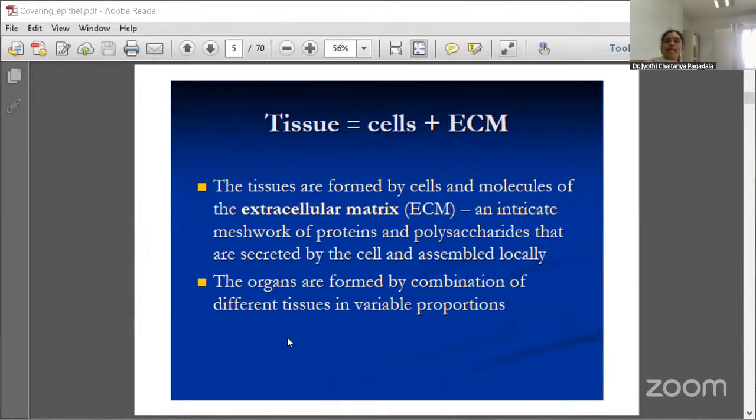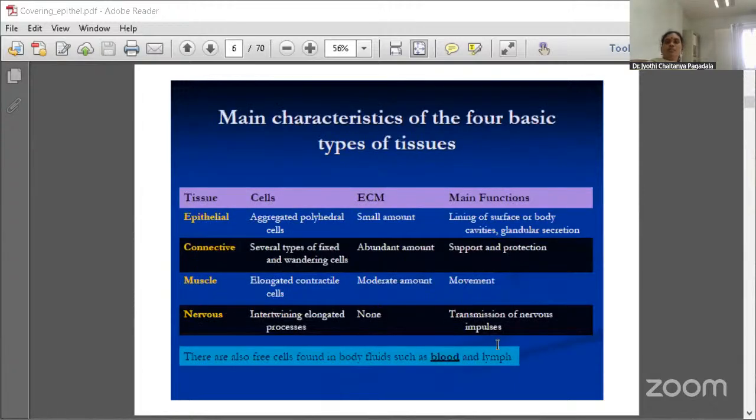It is a mesh-like network with proteins and polysaccharides that are secreted by the cells and assembled locally. The organs are formed by the combination of different tissues in variable proportions. Here you can see the presence of epithelial, connective, muscle and nervous tissue.